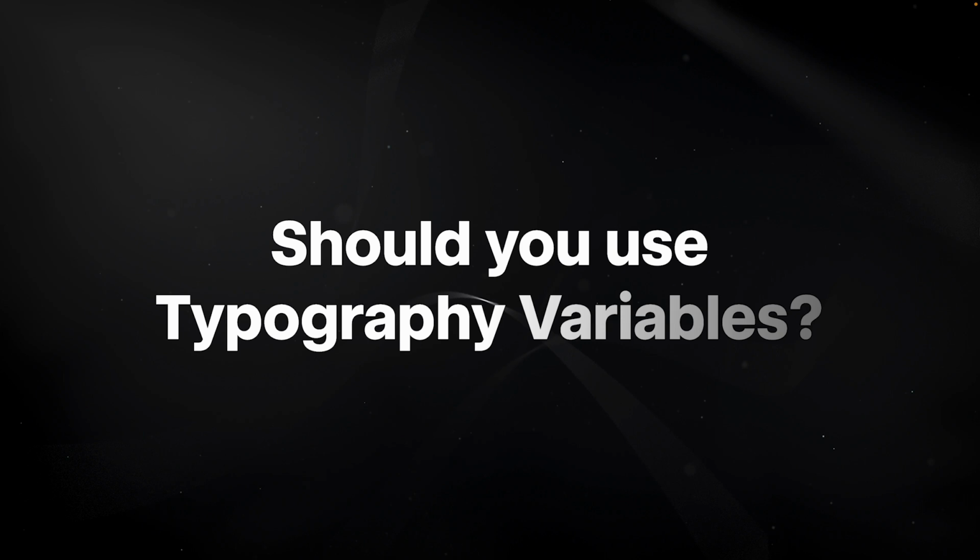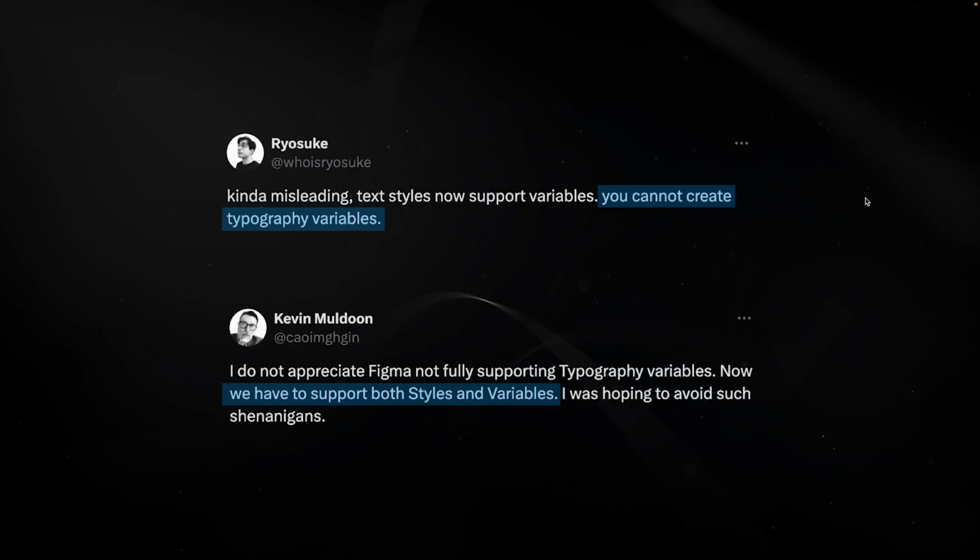Because let me tell you, there was so much buzz on social media when I was looking at tweets on Twitter and looking at all the announcements. There were two tweets that actually caught my eye, and that's the reason I'm making this video. So I saw these two tweets where this first person was saying it's kind of misleading about this whole feature. Text styles actually now support variables. You cannot create typography variables, right? So there seems to be some difference in what designers were expecting, and what Figma launched, right?